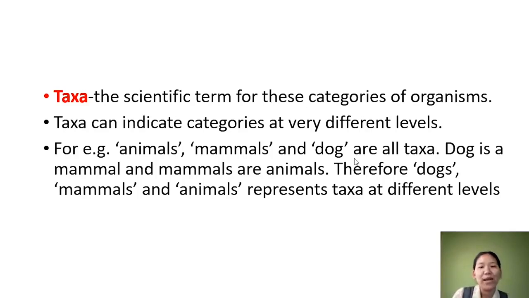Here let us just look at a simple example. The words animals, mammals, and dogs: each one is called a taxon. They are all taxa, but they are at different categories. For example, dog at the bottom here. Dogs are mammals, and these mammals are animals. So you can see dog, mammals, and animals are at different levels, and all of them are called taxa. They represent taxa at different levels.